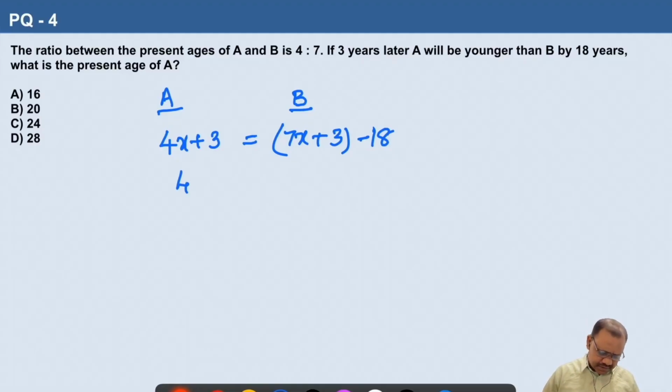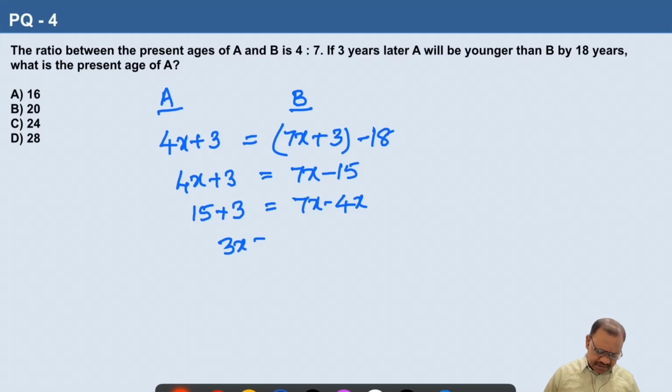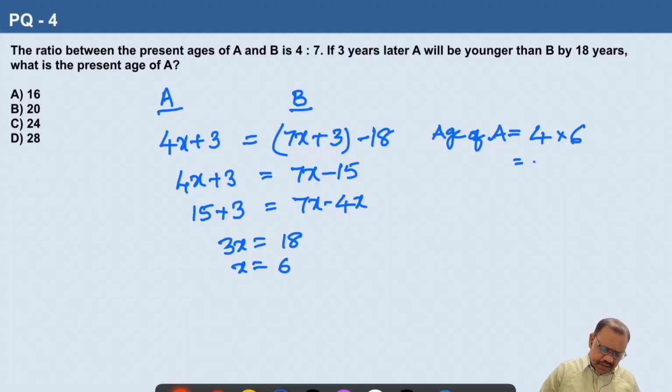Solve it. 4x plus 3 is equal to 7x plus 3 minus 18, minus 15. Now both the variables to one side, constants to the other side. 15 plus 3 is equal to 7x minus 4x. So 3x is equal to 18. x is equal to 6. 18 by 3 is 6. So present age of A is 4x. That is 4 into 6, 24 years.